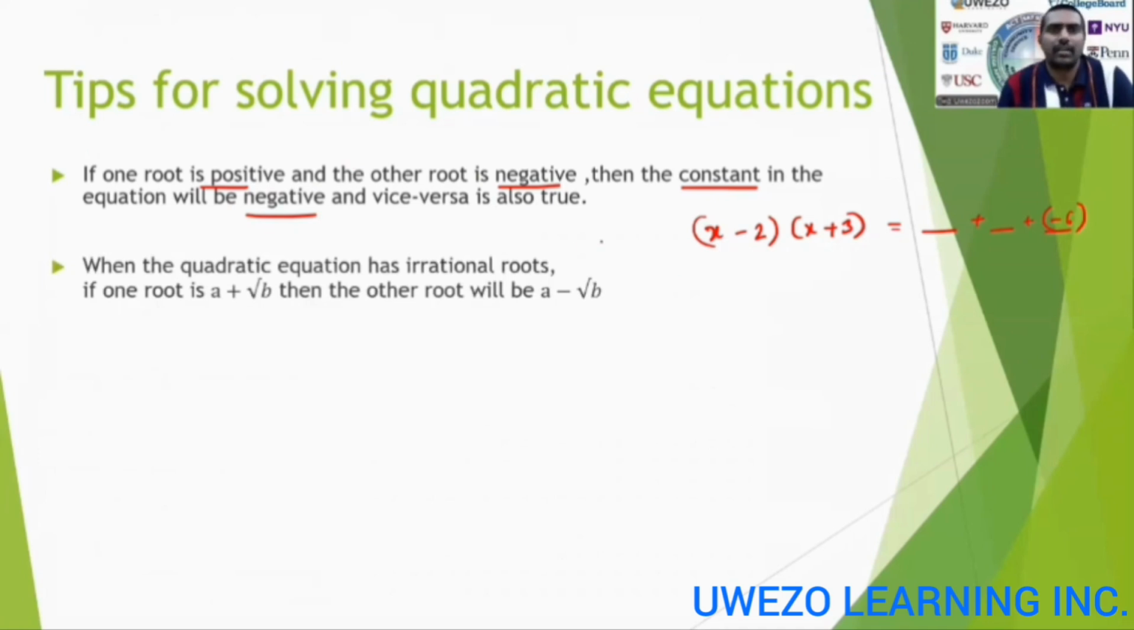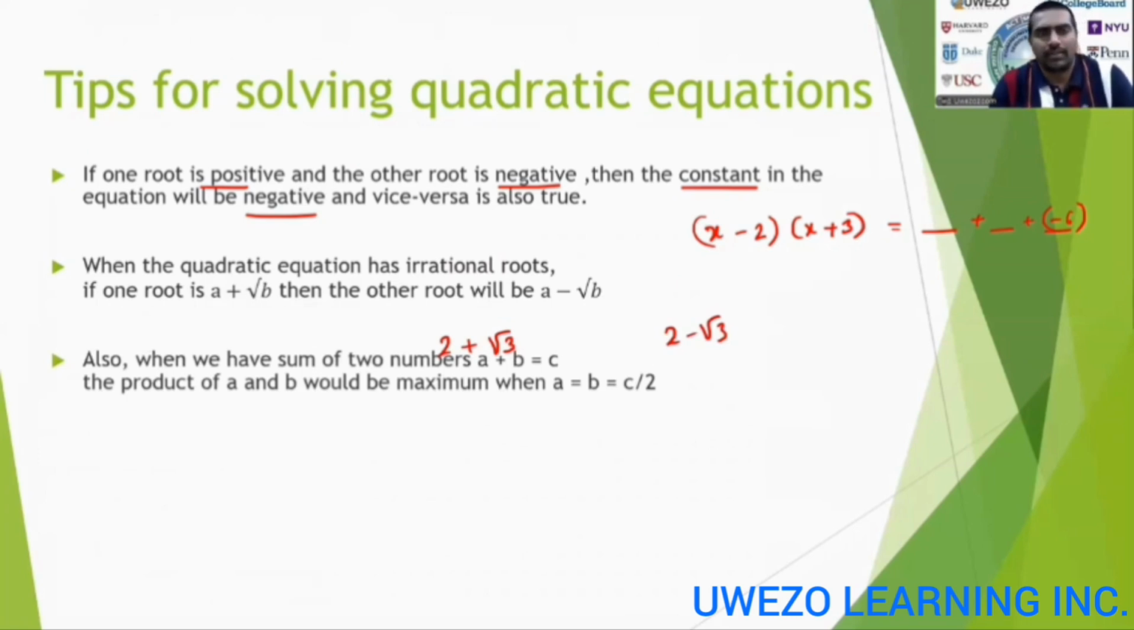Also, if the roots are irrational values, and one root is 2 plus root 3, then the other root would be 2 minus root 3. Sometimes we might have to simply apply this logic without any solving to find the other root.